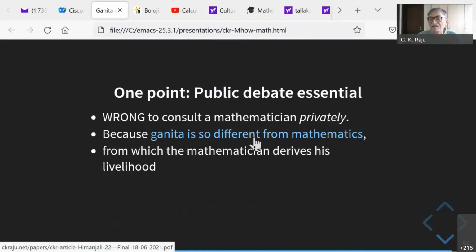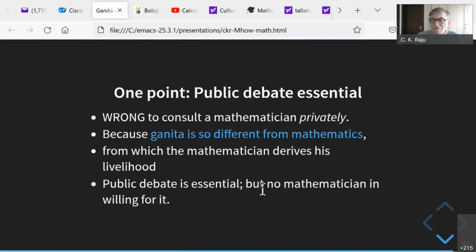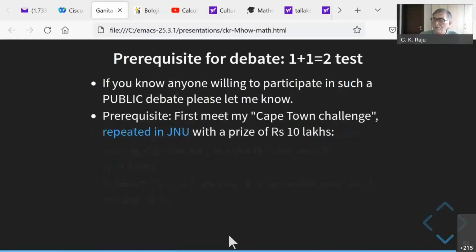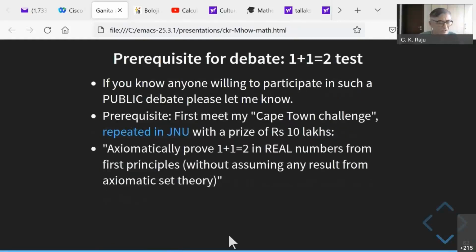Here's an article in Hindi, which is there. We can take a look between Ganit versus mathematics. So you need to have public debate. And the prerequisite for that is not that so-and-so got a degree from here, got a degree from there. So many people get degrees from various places. It's my 1 + 1 = 2 test. In JNU, I offered a prize of 10 lakh rupees for anybody who could prove 1 + 1 = 2 in real numbers. So please understand what has been done to your mind. You have been Bantuized. You have been taught that real numbers are essential for calculus, but you don't know 1 + 1 = 2 in real numbers.